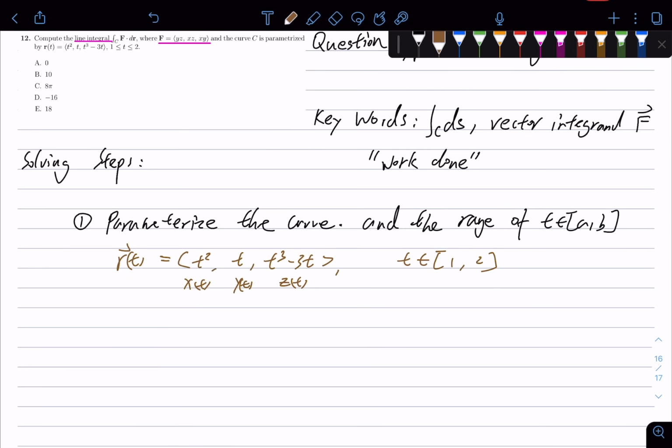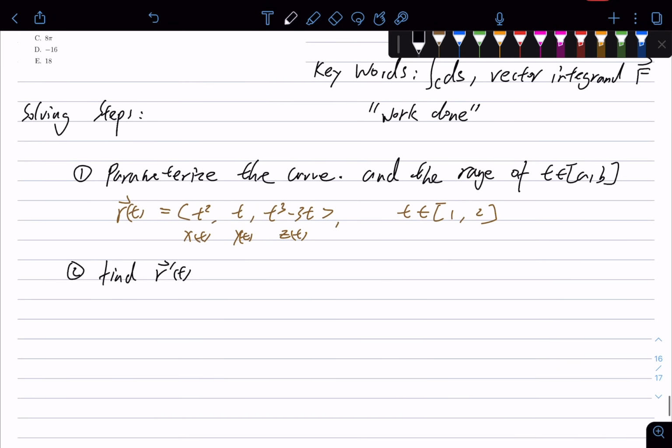All right. So the second thing we're going to do, which is a little bit different from the scalar field line integral problem, is find r prime of t. That's it. So that's just dx/dt, dy/dt, dz/dt. You know what it is. We don't need to go through this. So in this case, r prime of t equals 2t, 1, 3t minus 2.